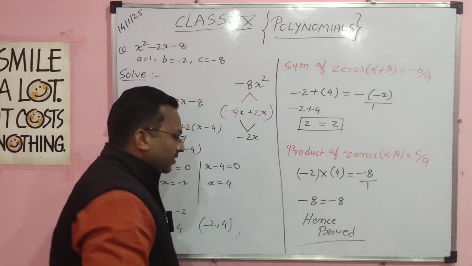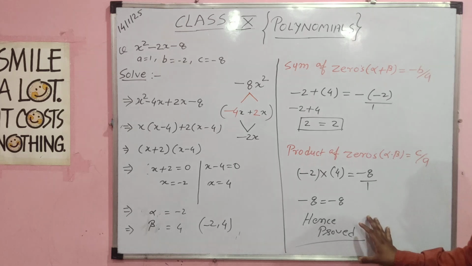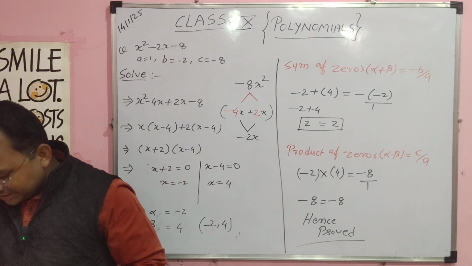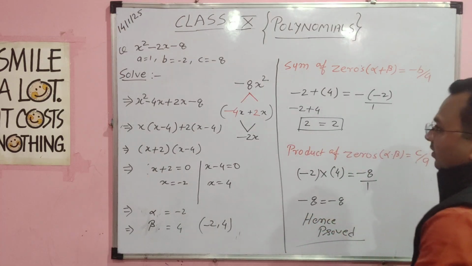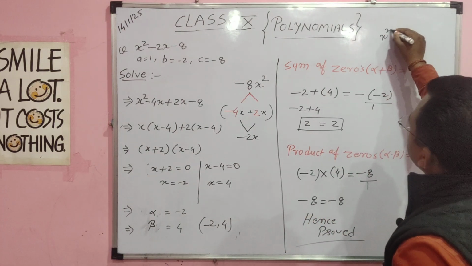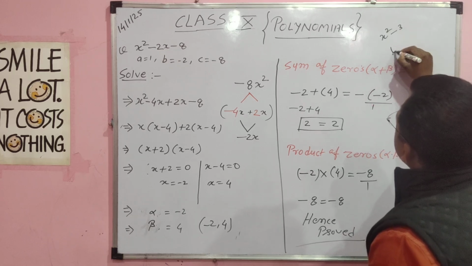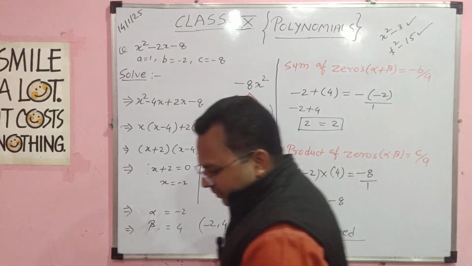In this type we solve more questions and find zeros and verify. Clear, yes or no? You also have to write here the verified equation x square minus 2x minus 8, and hence proved, okay. That type of question you solve in an exam. And there is also a second type of question in this chapter for verification, like x square minus 3, or t square minus 15. Both questions are most important for the exam.